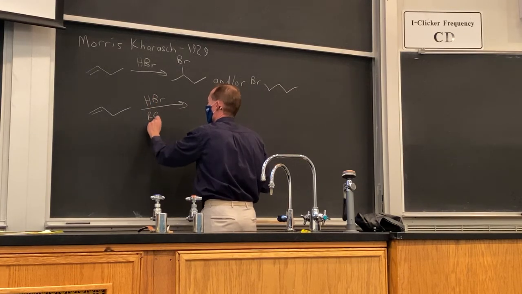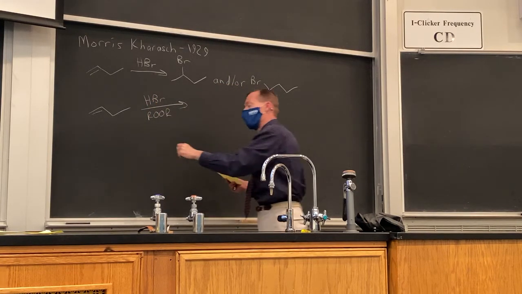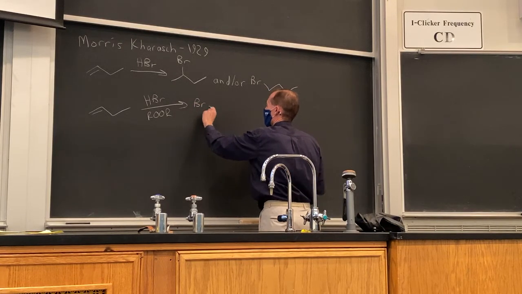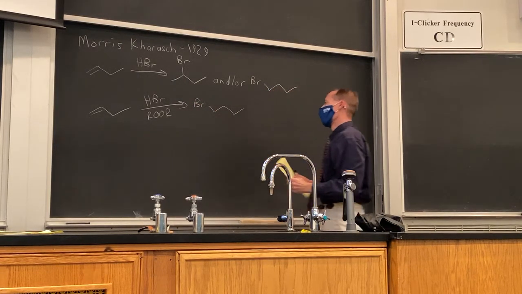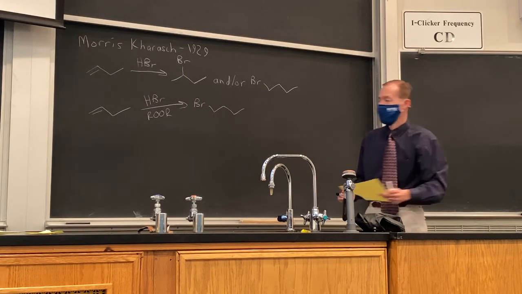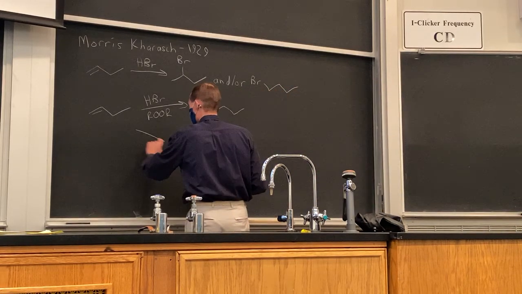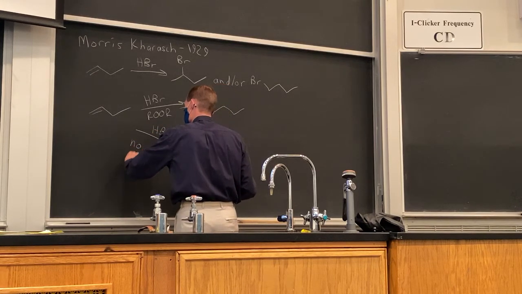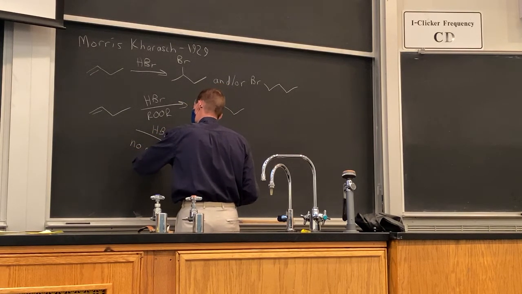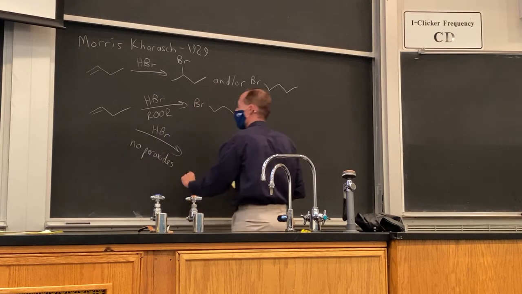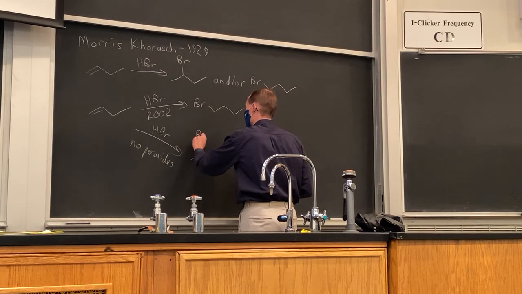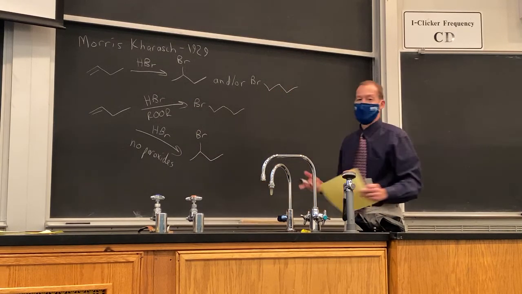So he found that if we add peroxides to our alkene and then add HBr, we're going to generate the less substituted bromide. In contrast, if we run the reaction in the absence of peroxides, if we make sure there are no peroxides present, then we would always obtain the 2-bromobutane.